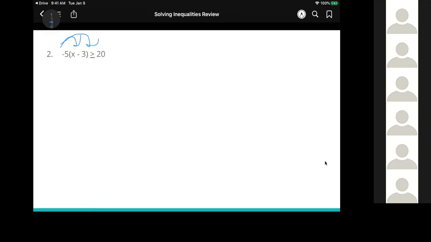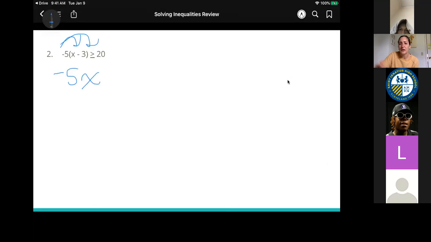I'm going to distribute my -5. I've got -5x. What will my second term of this inequality be? Positive 15. So I'll have a plus 15 is greater than or equal to 20. Henry, what do I do from here? You would just subtract the 15 from the 20. Okay. So you get 5.